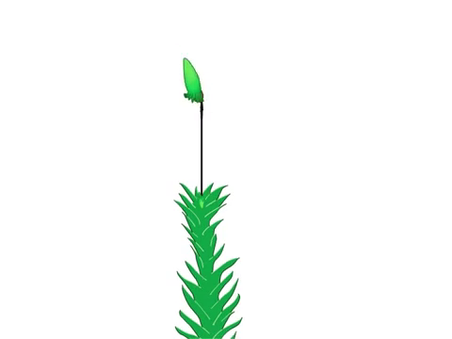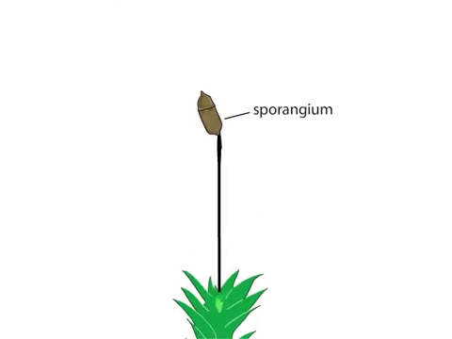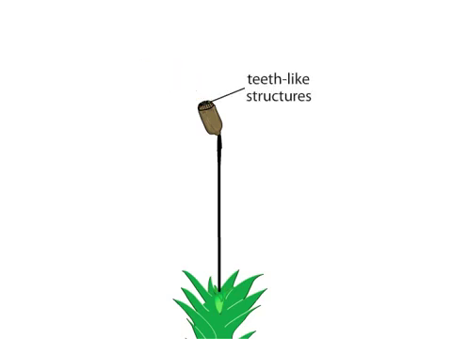Underneath the calyptra grows a sporangium filled with thousands of spores. The spores are haploid and are produced when diploid cells of the sporophyte undergo meiosis. When the top of the sporangium is shed, it reveals a ring of teeth-like structures holding in the spores.